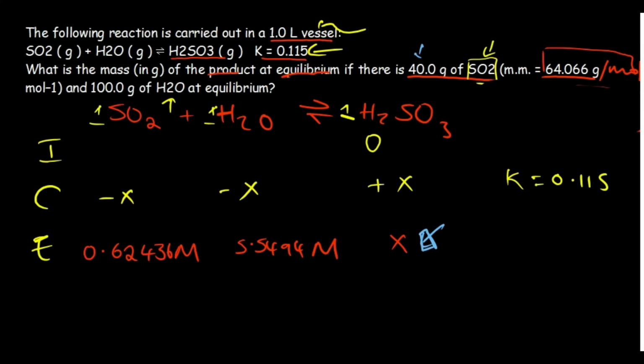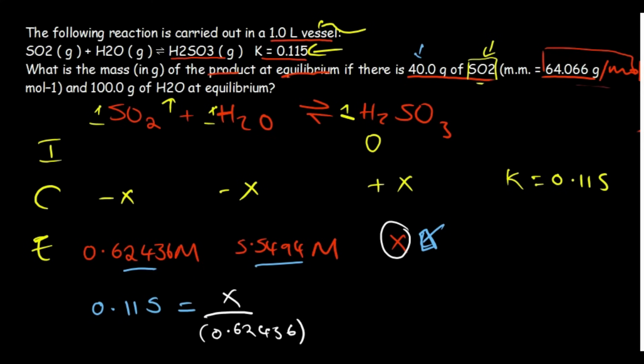So if we can find the concentration, it will be very easy for us to find what? To find the mass. Because if we've got the concentration, we're able to find the number of moles. The number of moles will help us to find the mass using the molar mass. So we're able to express our K in terms of these given values at equilibrium. So our K is basically 0.115. Now we expect that this is equal to, for the product we only have a single value x, raised to the stoichiometric coefficient, which is 1, divided by the reactants' equilibrium concentrations, 0.62436 raised to the power 1 as well, multiplied by 5.5494 raised to the power 1 as well.